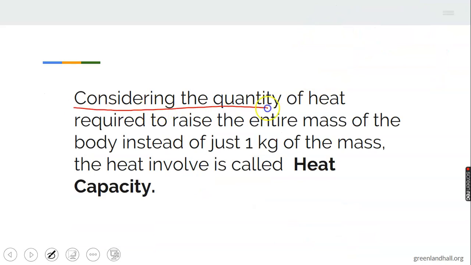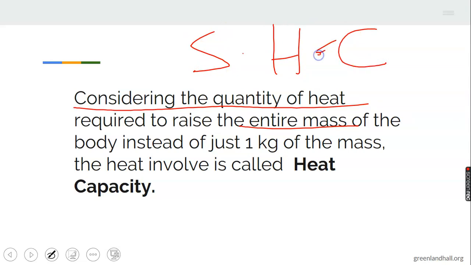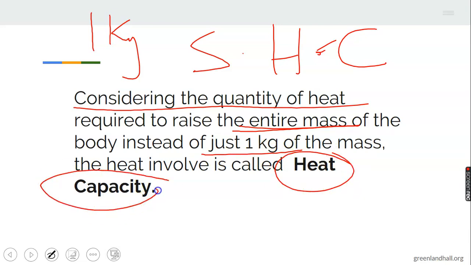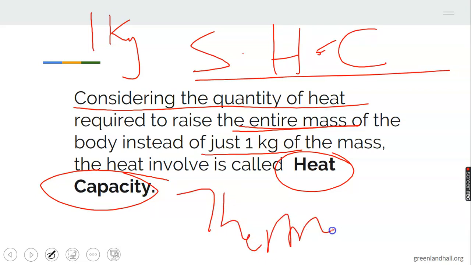Now, considering the quantity of heat required to raise the entire mass, take note, when we're talking about specific heat capacity, we talk about a portion which is 1 kilogram. But now we are considering the entire mass of the body instead of just 1 kilogram. The heat involved is called heat capacity. There is a difference between specific heat capacity and heat capacity. And heat capacity is sometimes called thermal capacity.